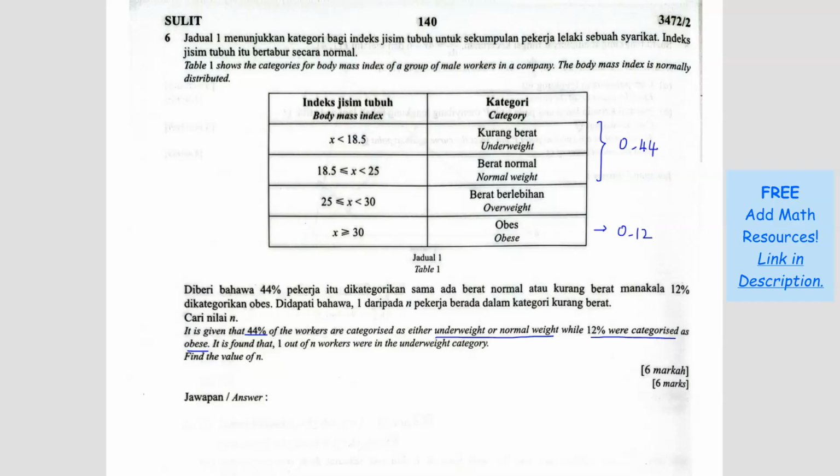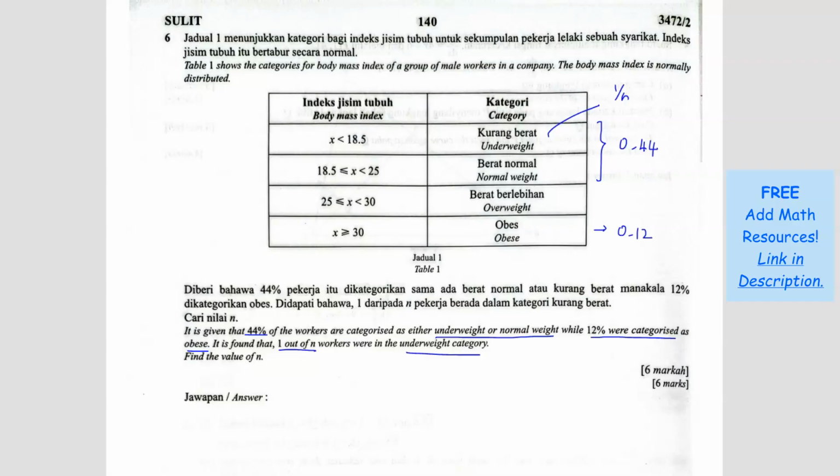Okay, it is found that 1 out of n workers were in the underweight category, so this is another probability, 1 over n. Underweight is here, so the probability of this is 1 over n. Find the value of n.